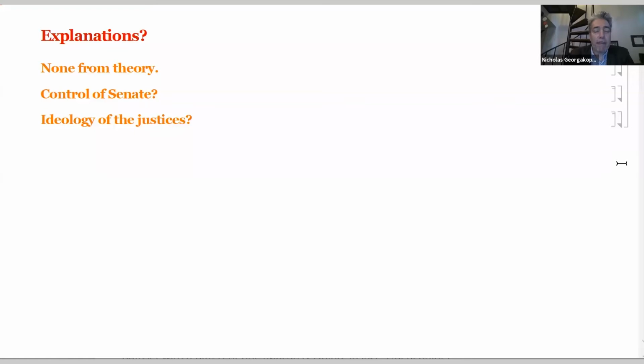And theory doesn't offer anything. One possible candidate would be the control of the Senate. So justices are appointed by the president with the consent of the Senate, which means that the Senate has to vote in approval of the appointment. And the question here is, if there is a Senate from the opposite party, does that force the president to appoint someone more moderate, more centrist than the president would appoint if the president was facing a Senate of his own party?